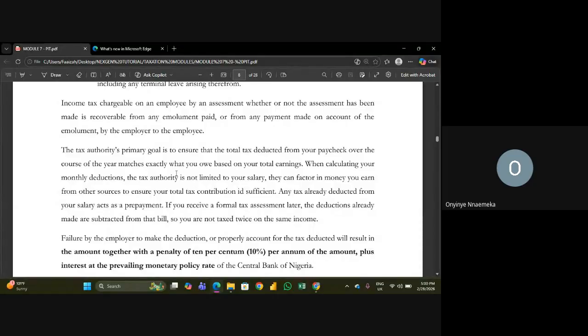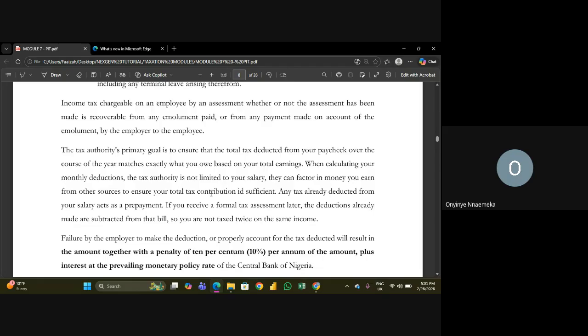Do you get? So when calculating your monthly deduction, the tax authority is not limited to your salary. They factor in money that you earn from other sources to ensure your total tax contribution is sufficient. Now, some people work 9 to 5, like myself, and apart from 9 to 5, they also have other work that they do. Let's take, for example, government workers. They usually have shops. Apart from government work, they will have shops somewhere, maybe in their house, in the market. So if you now want to calculate their tax, you cannot consider only the money that they earn from their 9 to 5. You have to consider the profits that they make in the shop that they have in the market.